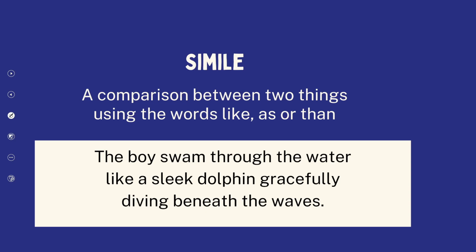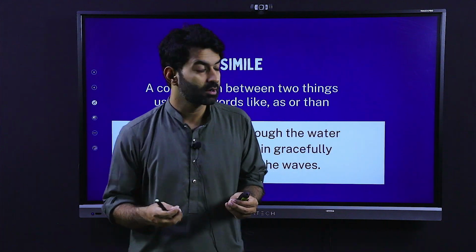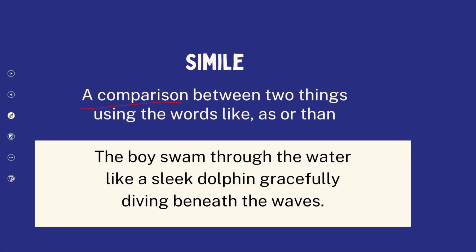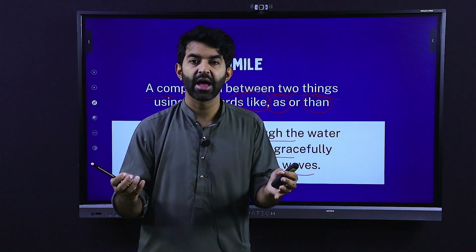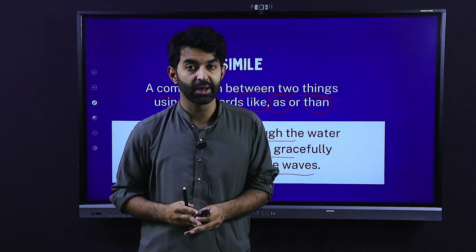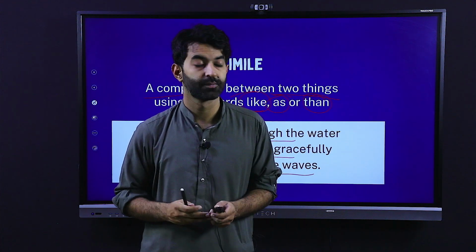Now, you know that simile is about comparison. It is a comparison made between two things using the words like, as, or than. So this is how you identify a simile. Let's see. "The boy swam through the water like a sleek dolphin, gracefully diving beneath the waves." So, like a sleek dolphin, he is comparing the boy swimming with a dolphin. This is a comparison with the word like, as, or than. We can call it a simile. It is heavily used in poems.